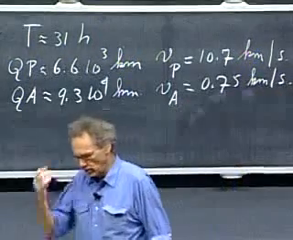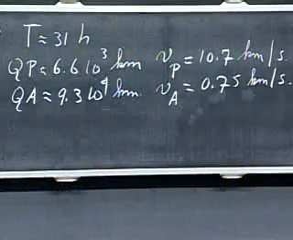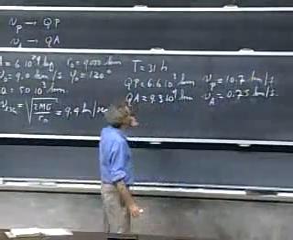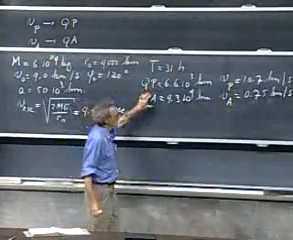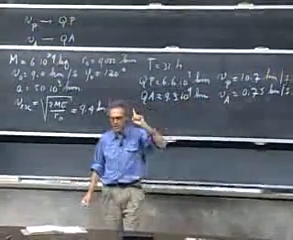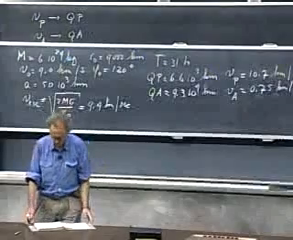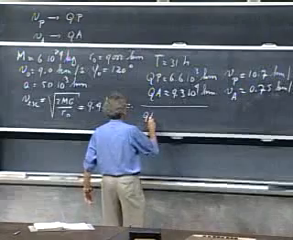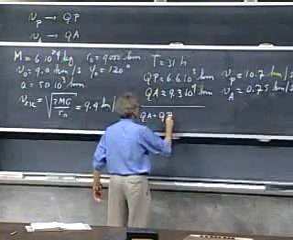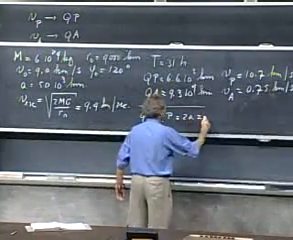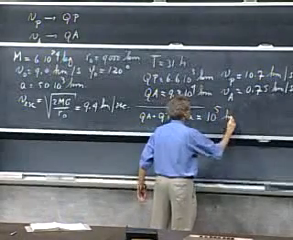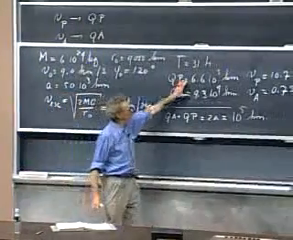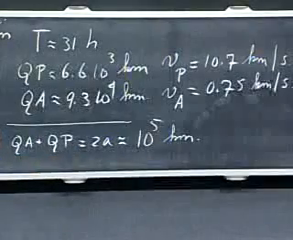Immediate result of the conservation of angular momentum is that the product of QP and VP must be the same as QA times VA. That's an immediate consequence of the conservation of angular momentum. And when I add this up, QA plus QP, I better find 2A, which in our case is about 100,000 kilometers, because A was 50,000 kilometers. So when you add these two up, you must find very close to 100,000, and indeed you do.